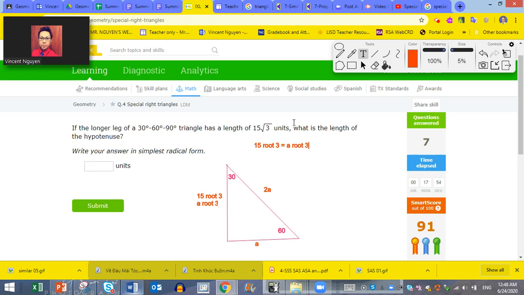Well, the root 3 will cancel, or you divide by root 3 and they give you 1, which means A has to equal 15. Now that I know 15 is equal to A, it's asking me for the hypotenuse. So I'm just going to plug it in here. It's going to be 2 times 15, which is 30. So I am going to enter my answer as 30.